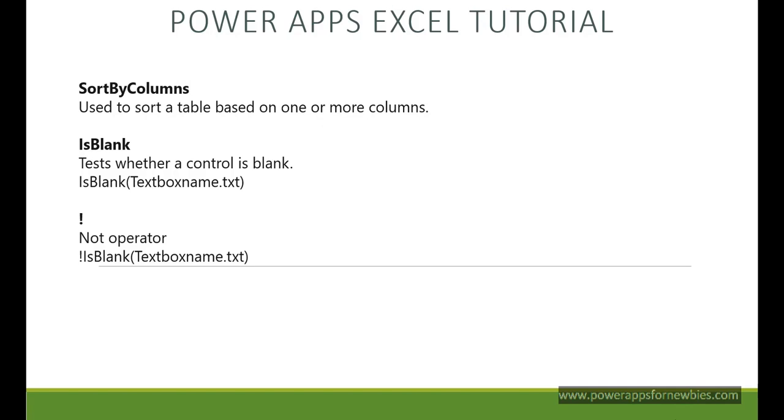IsBlank. This function tests whether a control is blank. So for example, we could say IsBlank and the text box dot text. So we want to know if there's any data in that text box. You've also got the not operator, which is an exclamation mark, and this is the opposite of IsBlank. So if you want to say it's not blank, you'd put that in front of IsBlank. That's basically saying if this text box has a value in it, in other words, if it's not blank.